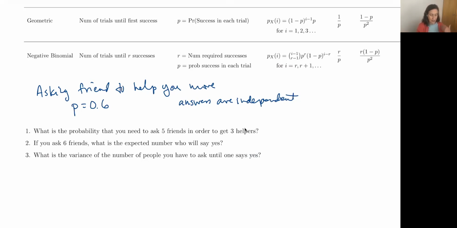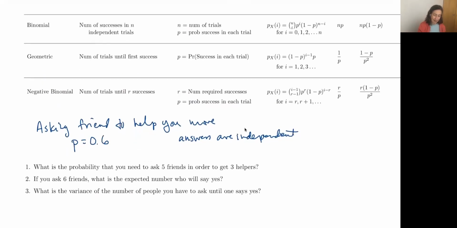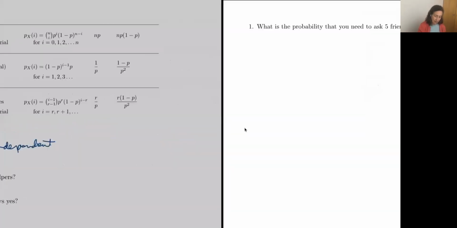What's the probability that you need to ask 5 people in order to get 3 helpers? If you ask 6 people, how many do you expect to say yes? What's the variance of the number of people you have to ask until 1 says yes? So what I want to do quickly is map each of these questions into answers that are lurking in our lovely table here, okay?